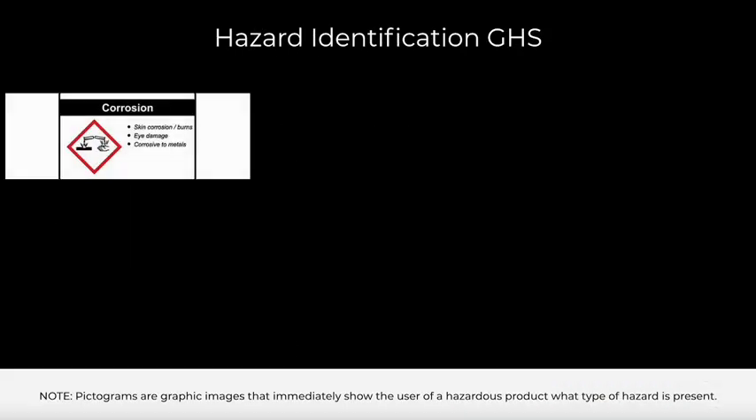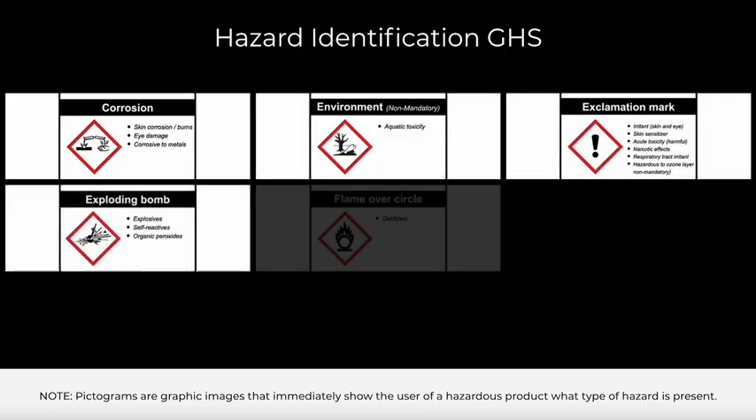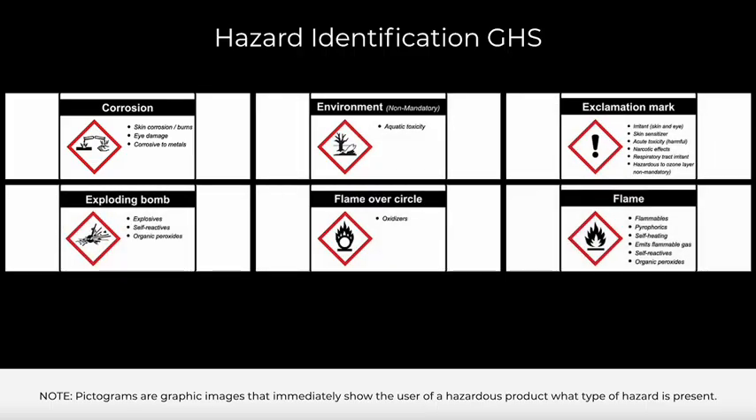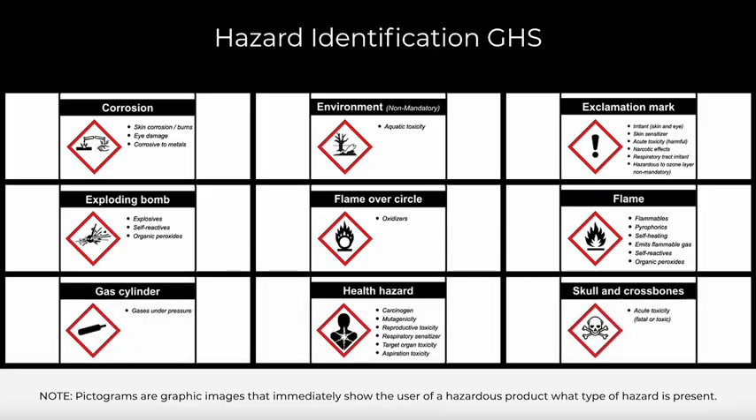Hazard identification is an important part of ensuring the safety of all personnel and the facility when handling hazardous chemicals. One way to identify hazards is through the use of pictograms, as per the GHS, Globally Harmonized System of Classification and Labeling of Chemicals, regulations. Pictograms are graphic images that immediately show the user of a hazardous product what type of hazard is present.